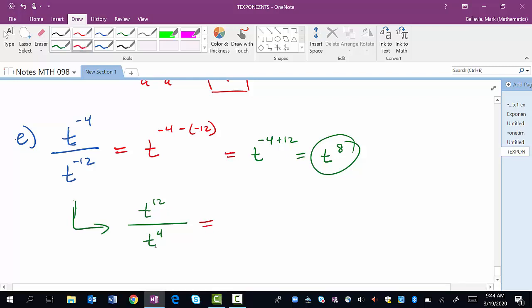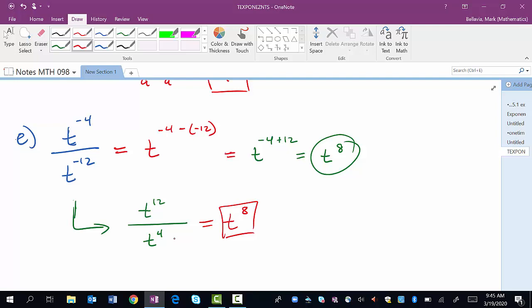If I have t to the 12 over t to the 4, the same base when you're dividing stays the same base. 12 minus 4 would give you t to the 8th. In this case, that was a little quicker because you could see it right away. It may not always be as obvious.